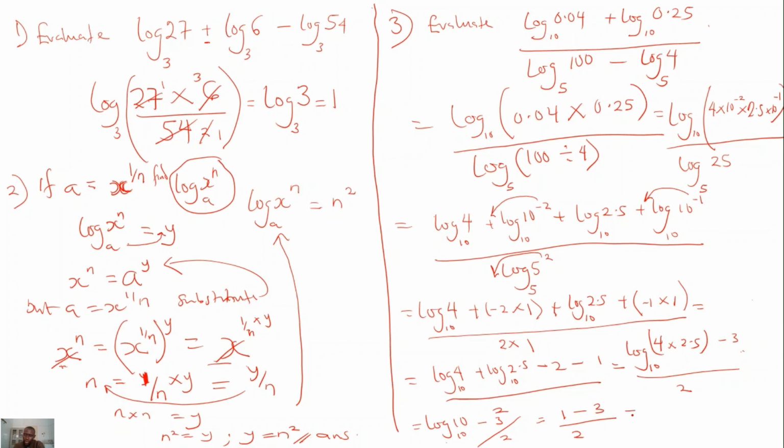And this will be equal to minus 2 all over 2. 2 here 1, 2 here 1. This will be equal to minus 1. So this is our final answer. Let's look at another example.